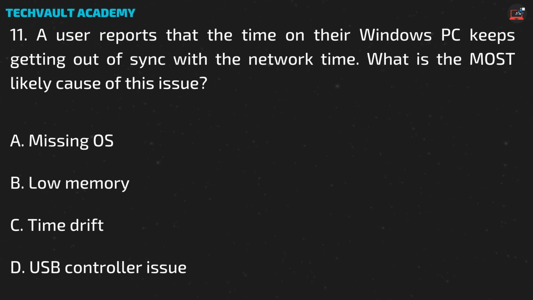A user reports that the time on their Windows PC keeps getting out of sync with the network time. What is the most likely cause of this issue? A. Missing OS, B. Low memory, C. Time drift, D. USB controller issue.